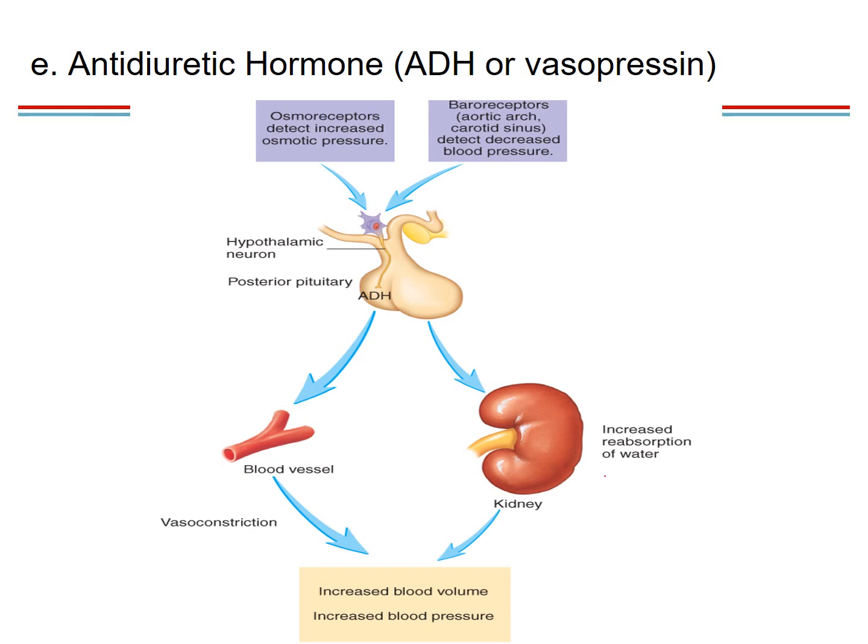Okay, so here we have increased water reabsorption within the kidneys, but then this is also the vasopressin part because it constricts the blood vessels. All right, and so the increased water intake and decreased urine formation are going to be a result of the increase in ADH. And this is going to then increase blood volume and also increase blood pressure.